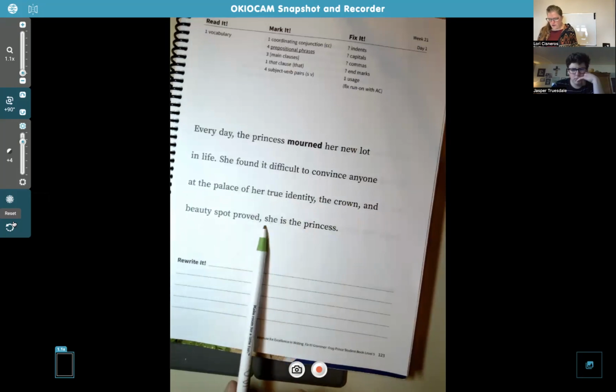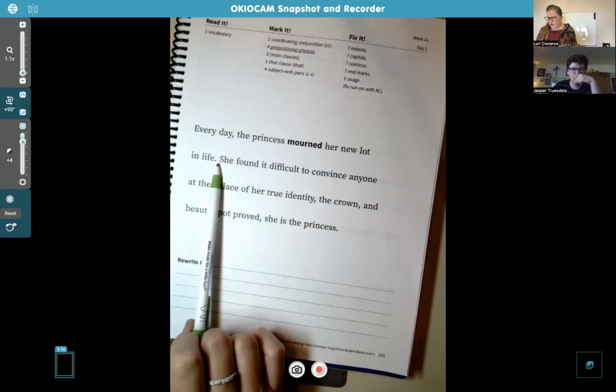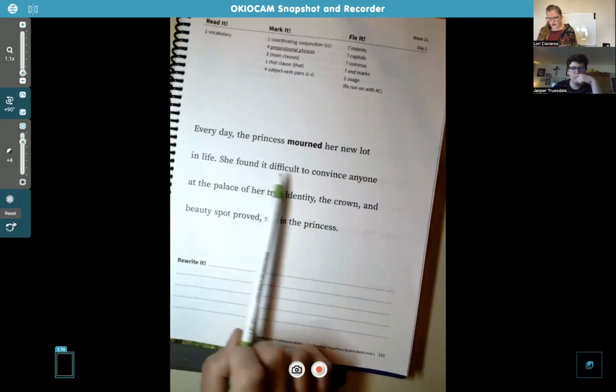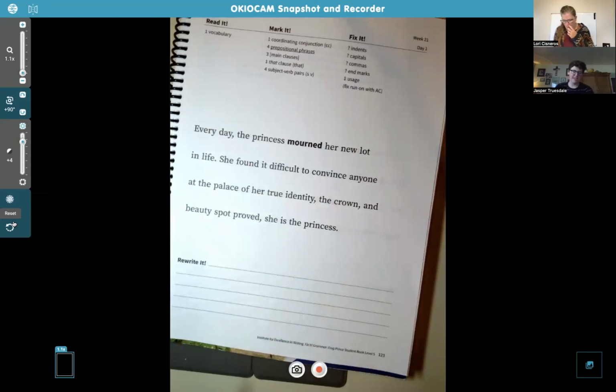So this one is suggesting using "although" here at the beginning. So, although she found it difficult. Oh, yeah, that would make sense. That was confusing me. I was like, why would she find it difficult if it proved it? Yeah, exactly. You're right. So "although" does clarify that. So good. Yeah, so these are not too bad.